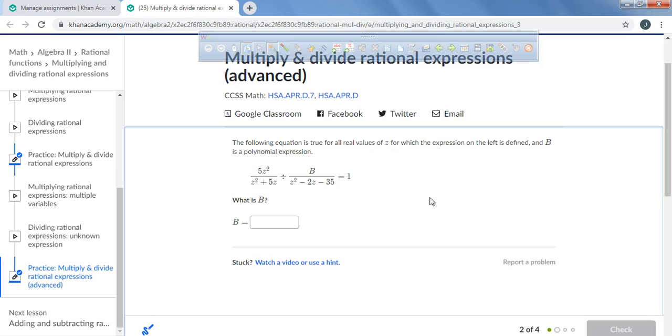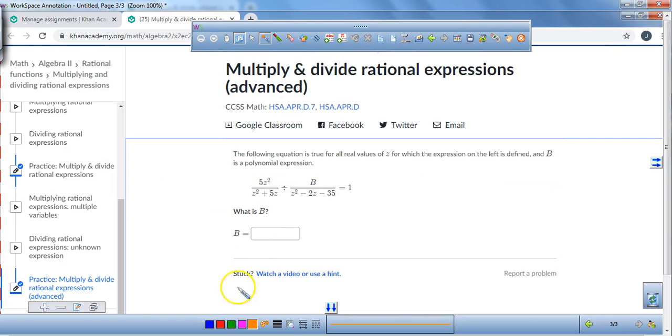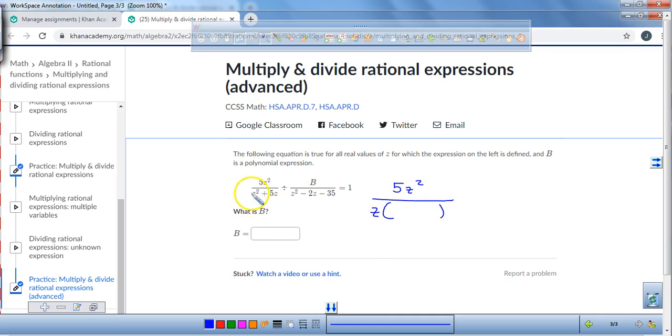Multiply and divide rational expressions advanced. So here's what I'm going to do to make this a little bit easier. You can clearly see on the screen what it says. So I'm going to put 5z squared over, now I'm going to go ahead and factor out a z. Get that already taken care of. Got to factor out a z because it's common to both terms. Put a z plus 5.